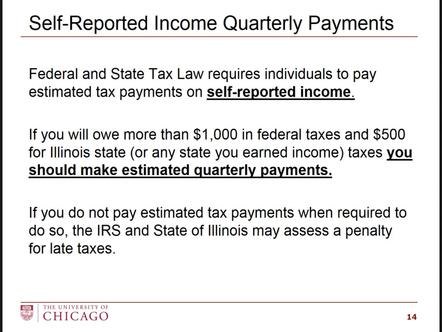Self-reported income quarterly payments. This is the process utilized to pay taxes on self-reported income. Federal and state tax law requires individuals to pay estimated tax payments on self-reported income. If you will owe more than $1,000 in federal taxes and $500 for Illinois state taxes, you should make estimated quarterly payments. If you do not pay estimated tax payments when required to do so, the IRS and the state of Illinois may assess a penalty for late taxes.